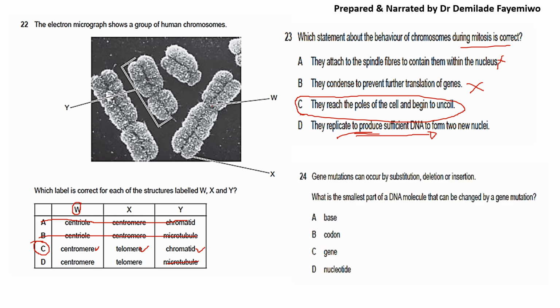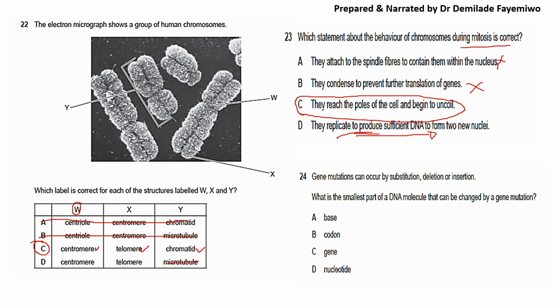And let's look at 24. Remember, we already did 25. So we're moving around very randomly here, but I guess you are following, and I hope it's helpful. Gene mutations can occur by substitution, deletion, or insertion. What is the smallest part of a DNA molecule that can be changed by a gene mutation?